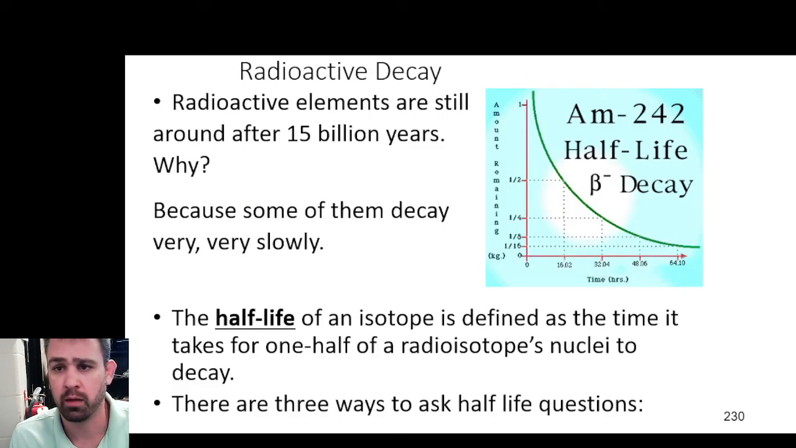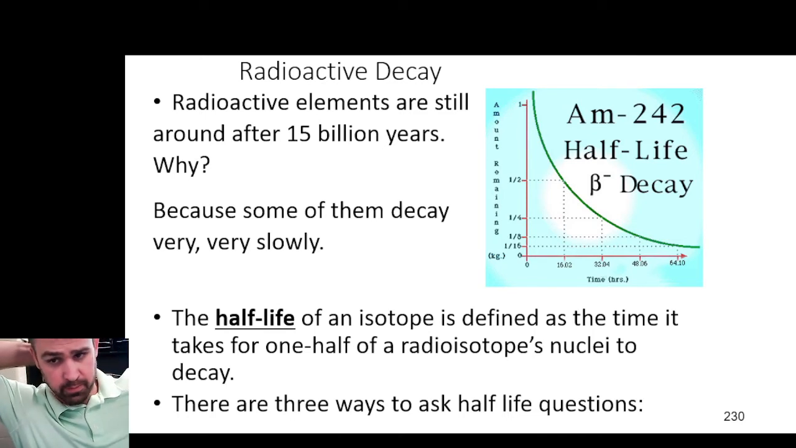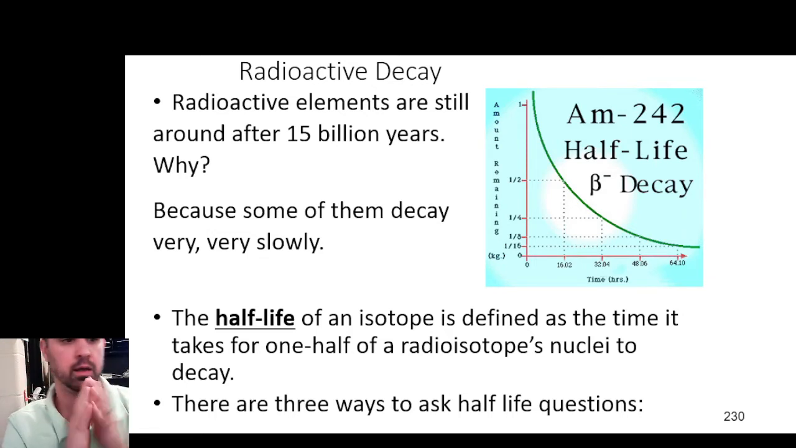Okay? So radioactive elements are still around after 15 billion years. That's because of their half-life, because some of them decay extremely slowly. There are some isotopes that decay very, very quickly. Within minutes, they're going to be gone.